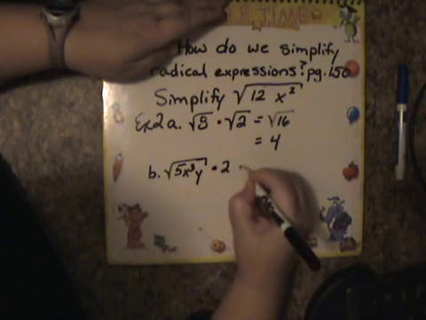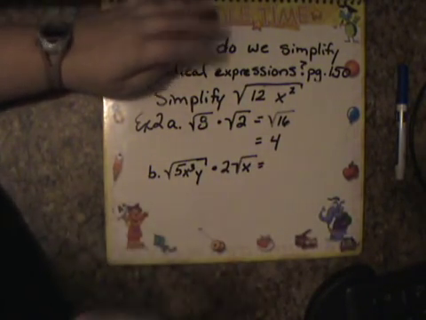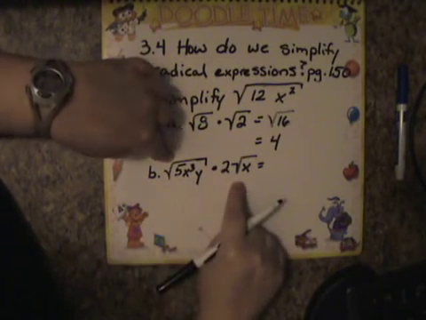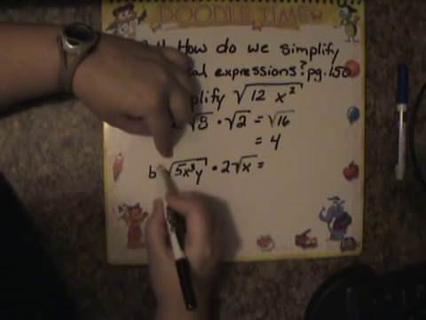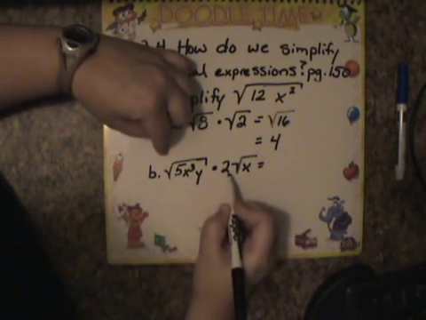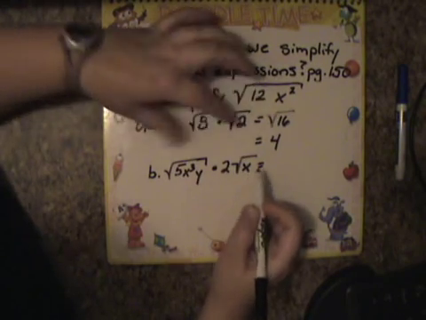Now for B, we have the square root of 5x cubed y times 2 radical x. Okay, and they're saying to simplify it. To multiply these types of problems, anything outside gets multiplied by what's outside, and what's inside gets multiplied by what's inside.